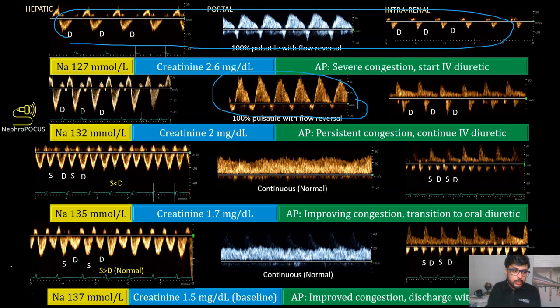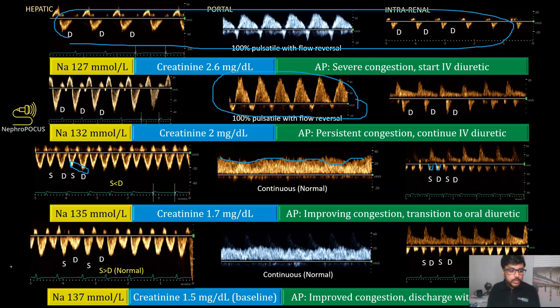indicating severe congestion too. And on further follow-up, hepatic vein has nicely improved, but S was less than D, that is implying moderate or mild congestion. And portal vein has dramatically normalized. And intrarenal vein, instead of D only pattern, you got both S wave and D wave below the baseline, which is biphasic pattern. This is significant improvement in all the waveforms. And simultaneously, serum sodium and creatinine has improved. And we said congestion is improving, portal vein has become continuous, so now you can transition to oral diuretic.